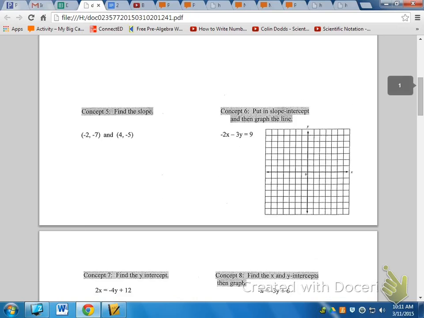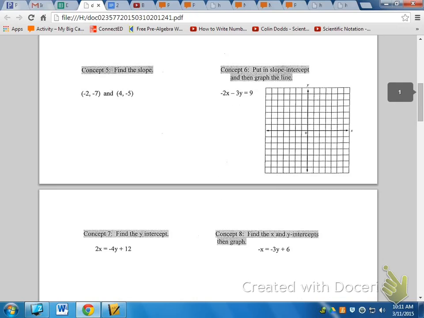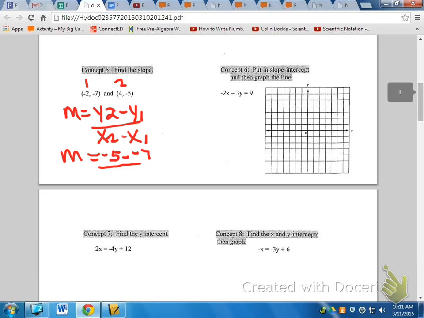Concept 5 says find the slope. So we will have to use the slope formula, and our slope formula is y2 minus y1 over x2 minus x1. With the ordered pairs that we have, I'm going to use this as point 1 and this as point 2. So I'm going to take negative 5 minus negative 7 over 4 minus negative 2. We do not deal in double signs, so minus negative means that's going to be a plus on the top and on the bottom.